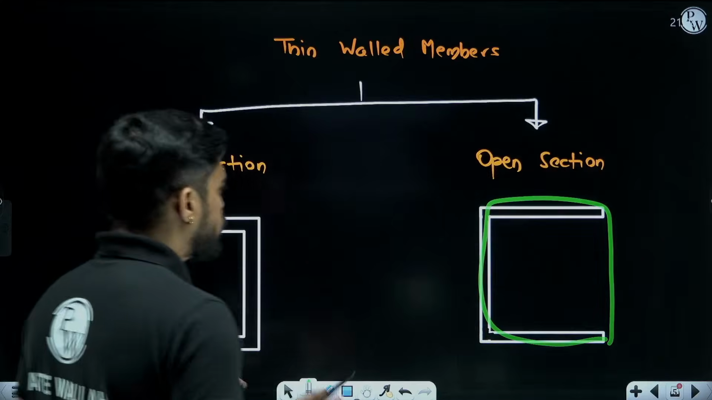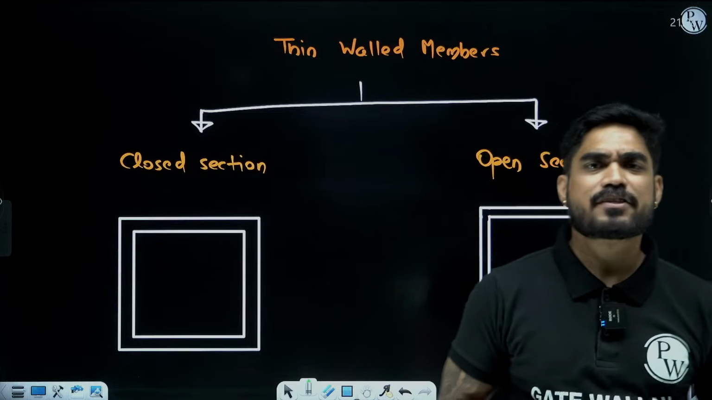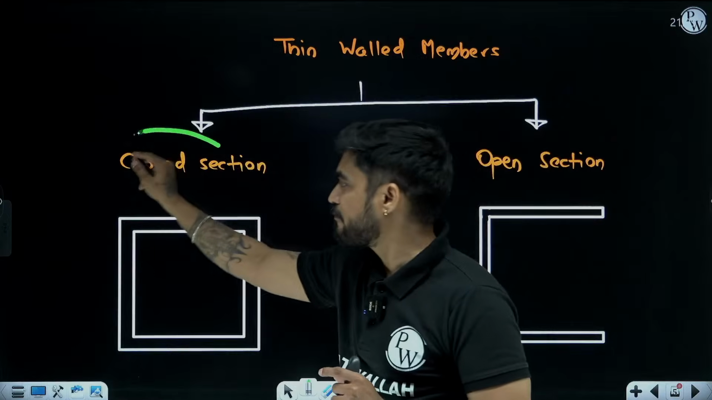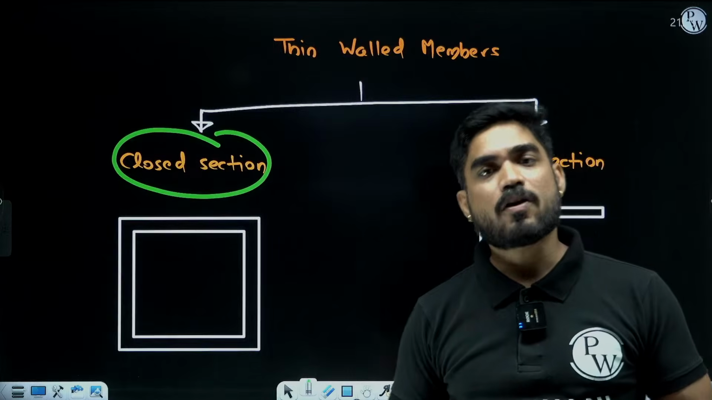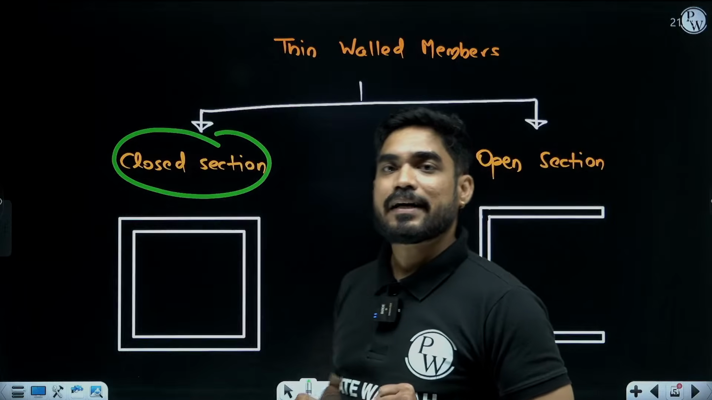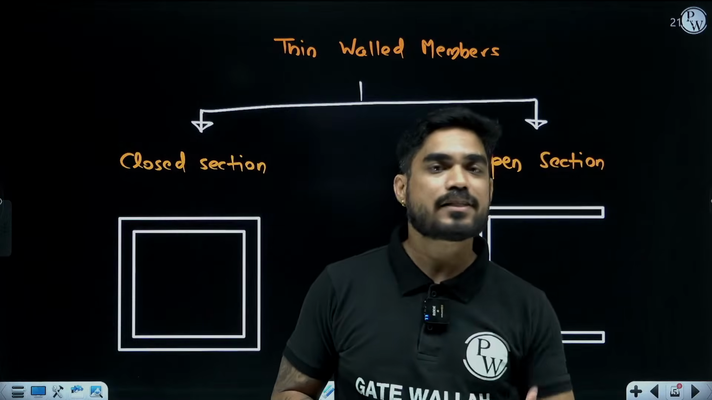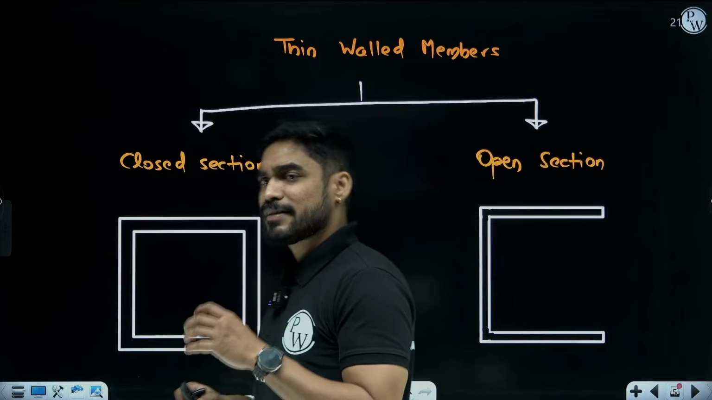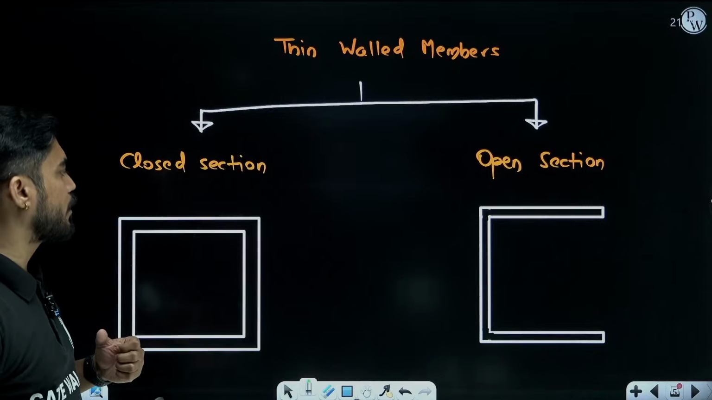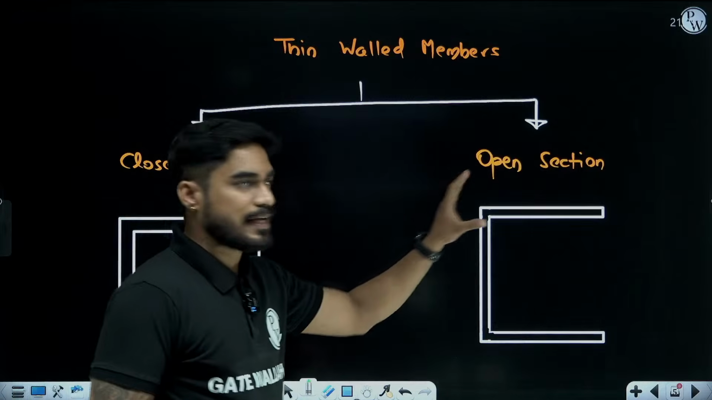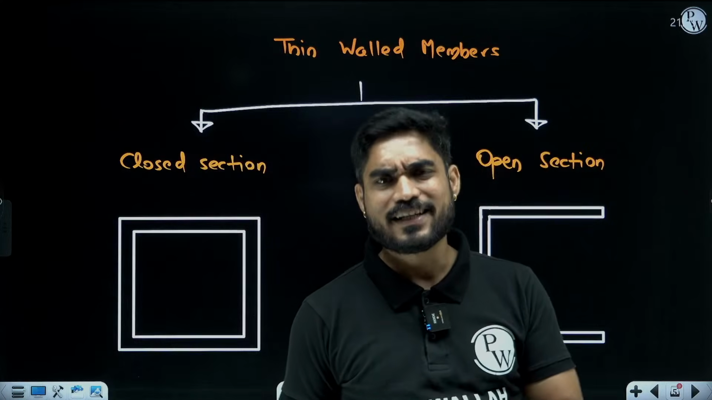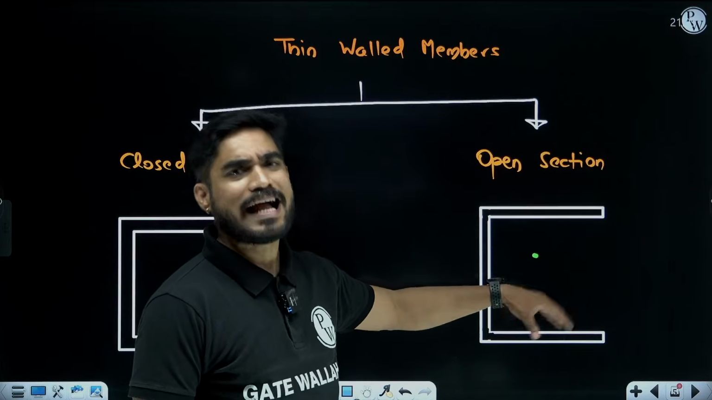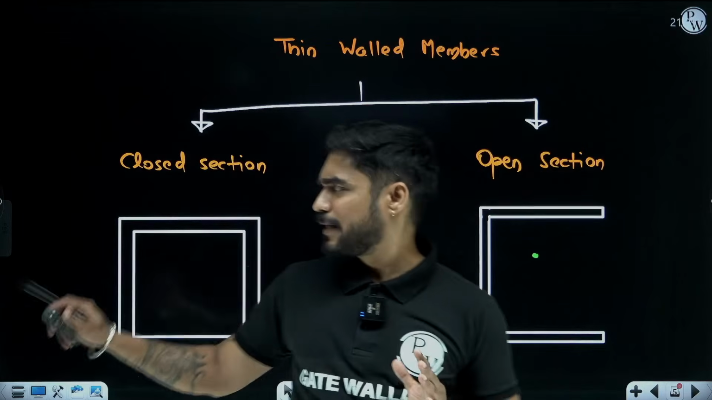Usually in aircraft, whenever there is a member which is subjected to torsion, we prefer closed section members because these types of members have better torsional rigidity and better torsional strength. They can sustain better torsional moments compared to open sections. In the case of open section members, the torsional rigidity as well as the torsional strength is less, so they cannot bear that much torsional moment compared to closed sections.